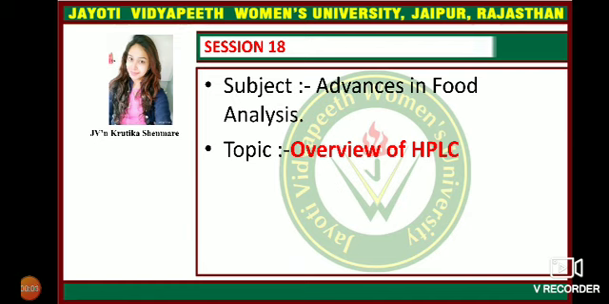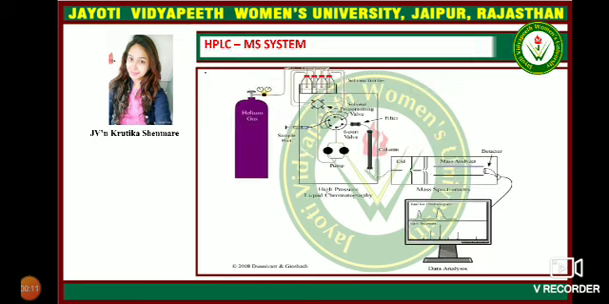Everyone. So this is the 18th session of the Advances in Food Analysis, and the topic which we'll be talking about today is an overview of HPLC, that is high performance liquid chromatography. This is the basic instrumentation of HPLC, where helium gas is passed to the solvent bottles and there is a pump which passes the sample to the HPLC column, which passes to the detector where the mass spectroscopy is determined and the data is analyzed in the recorder.